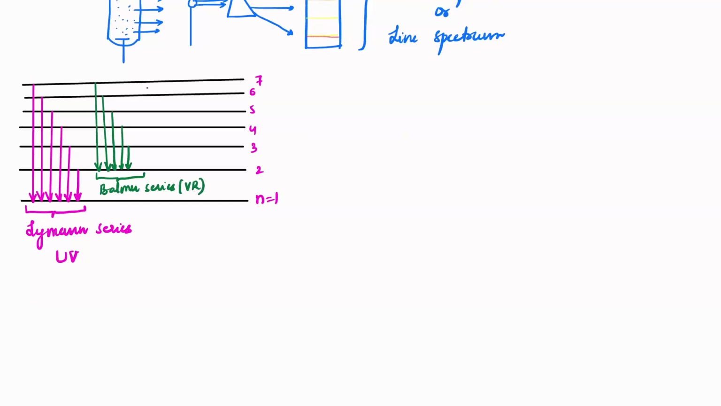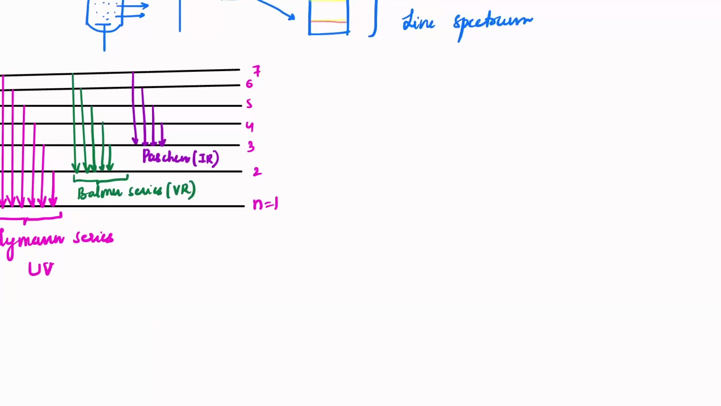Now, if an electron jumps from any higher orbit straight to n equal to 3, this is called the Paschen series, observed in the infrared region. So every time you find a transition from any higher orbit to 1, 2, 3, or 4, there is a particular pattern noticed for the hydrogen atom, and we named those patterns the Lyman series, Balmer series, Paschen series, and so on. Got it? Let's see what the names are.